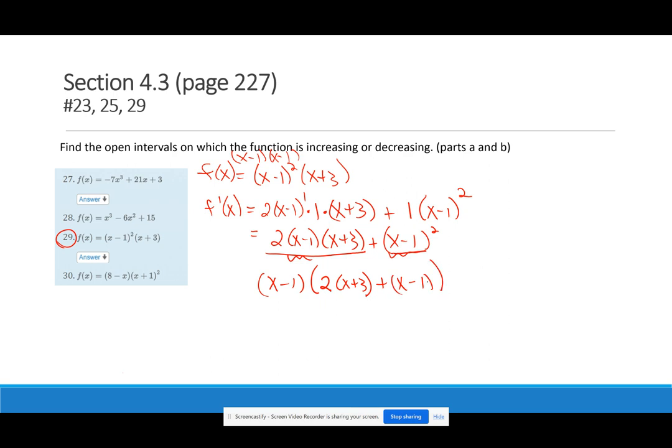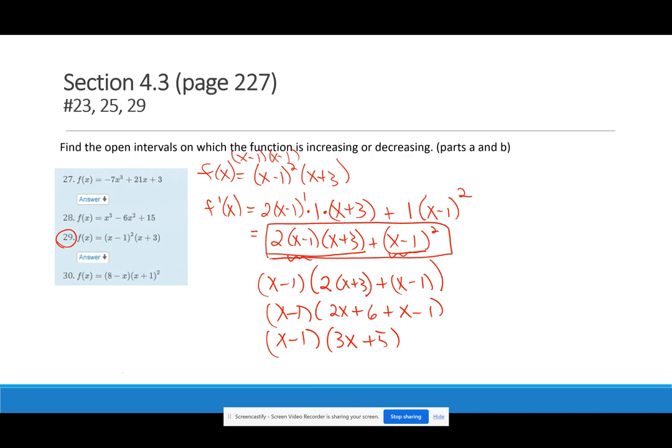Okay. And so x minus 1 and then 2x plus 6 plus x minus 1 becomes 3x plus 5. Okay. Now you could also take this expression right here and get it all multiplied out, collect your like terms, and then factor, but that would require that you understand how to factor. So I'm going to show you that part because you might be more comfortable doing that than this factoring out step.